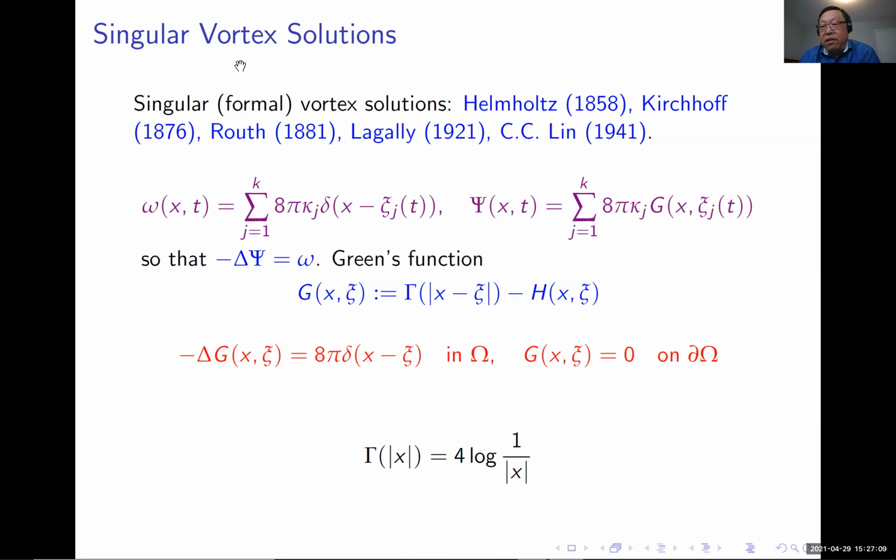This is called a singular vortex solution, and this kind of solution was first discovered by Helmholtz in 1858, and then by Kirchhoff and Routh, and then also by C. C. Lin in 1941. So for the 2D Euler equation, there is a singular vorticity solution. The vorticity is just some Dirac measures at some points, and the stream function is just a summation of some Green's functions. If we plug this kind of ansatz in, this is very singular. This is not L infinity, this is a Dirac measure. So you plug it in and do a formal computation.